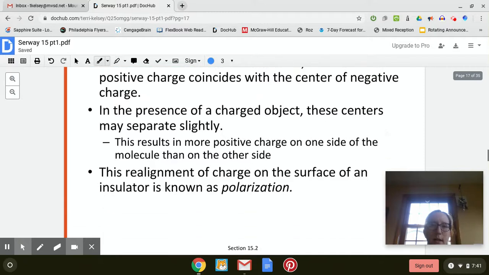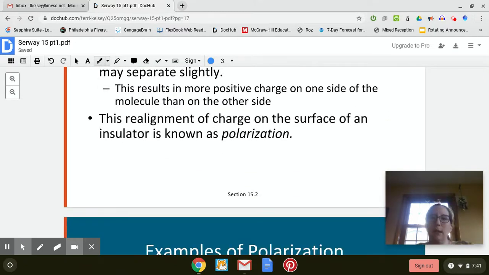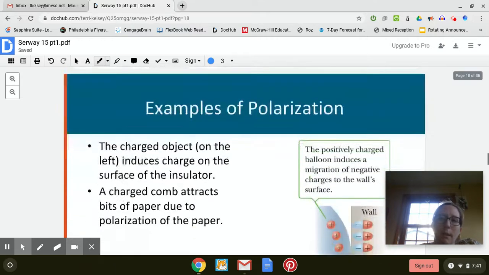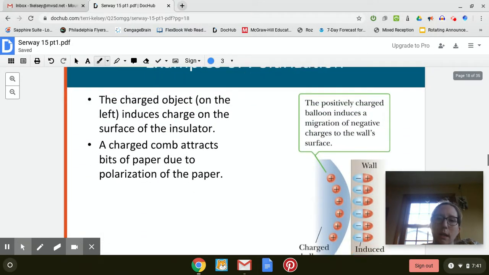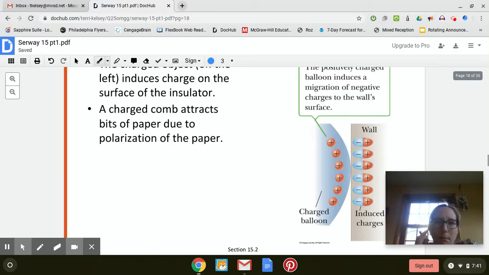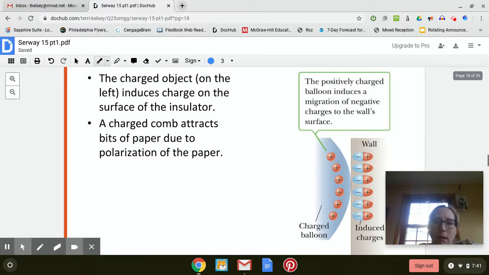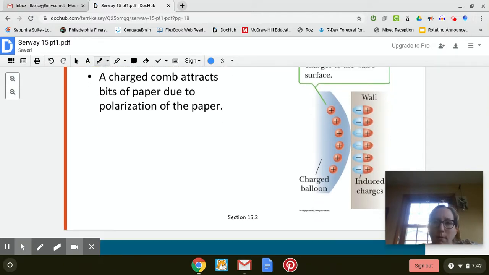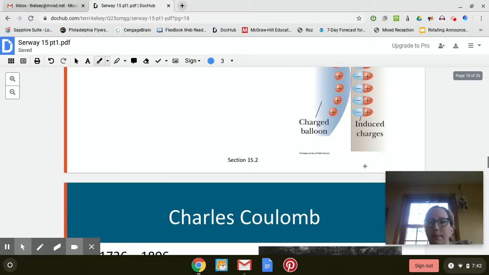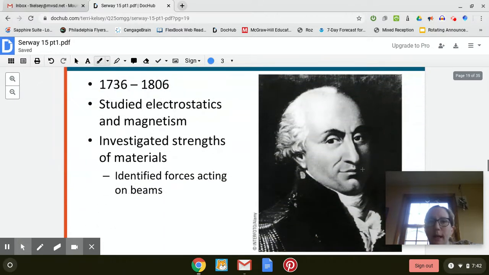Polarization, so we talked about that. That's when you have no net charge on the object, but one side of the object will be positive and one side will be negative, and you talk about that a lot in chemistry, like with the water molecule, where one side is positive and one side is negative. This would be an example of that with a balloon. So here we have a balloon that was positively charged, probably by rubbing it against a shirt or something, brought up next to a wall. And what ends up happening is the charge in the wall is induced, or the wall becomes polarized, and that's how the balloon sticks. And then we get to Coulomb. Cool guy.